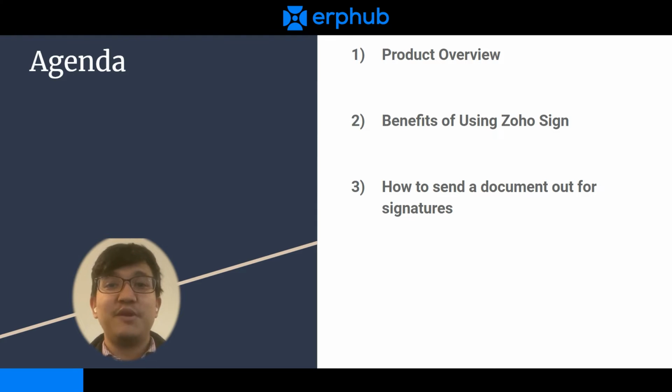First, I'll briefly explain what the application is all about, and then we'll talk about the benefits of using it. At the end, I will show you how to send out a document for signature using Zoho Sign. Let's get started.